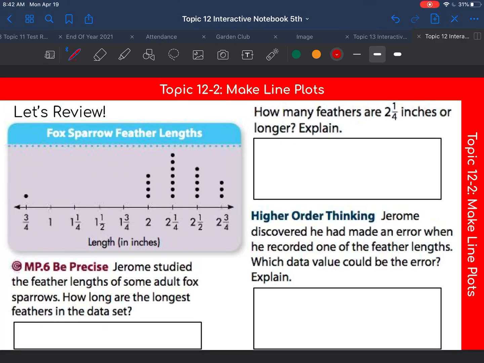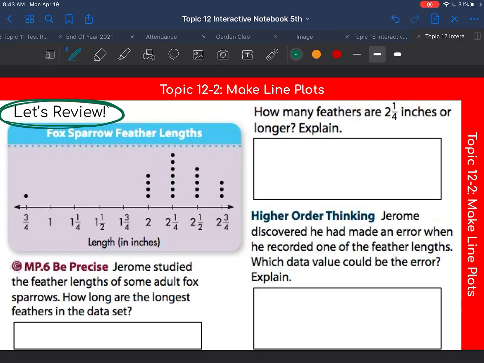Hello, fifth graders. So today we're going to continue talking about line plots, and we are actually going to be making line plots. We're going to be analyzing as well, but we're also going to be creating our own line plots. But first, I want to do a quick review from yesterday's lesson.